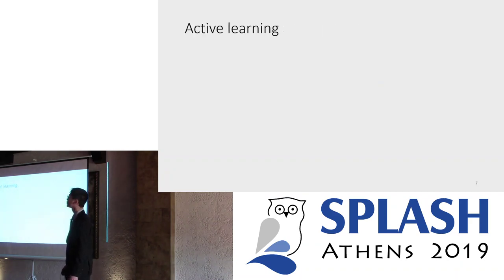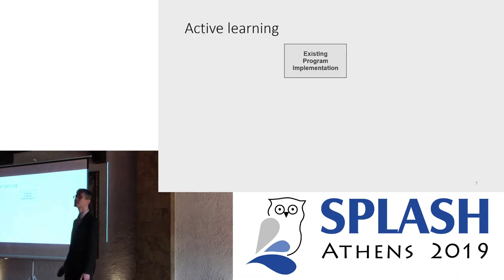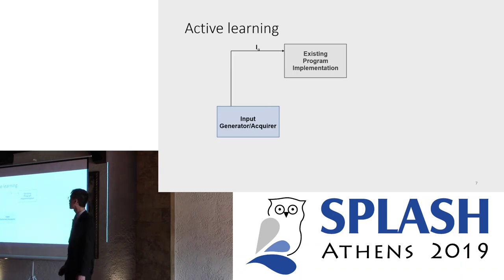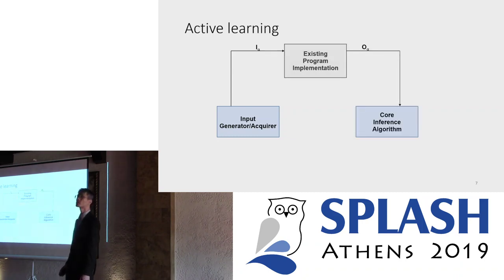And if you had the program, then you could actually have more choice over your inputs, and that leads to active learning. In active learning, we have an existing program implementation. We also have some function that lets us acquire or generate new inputs. We start off with some input, we run it through the program, and that gives us an output. The output is then fed through our core inference algorithm, and it then gives feedback on what the next input we should generate is. And that next input is fed through the existing program. We get a new output, which is fed through the inference algorithm, and so forth.